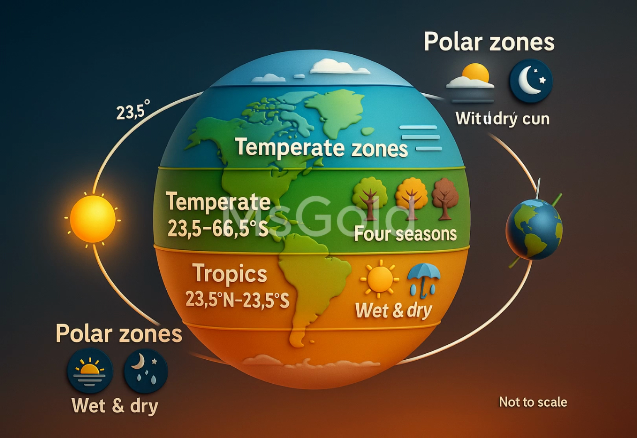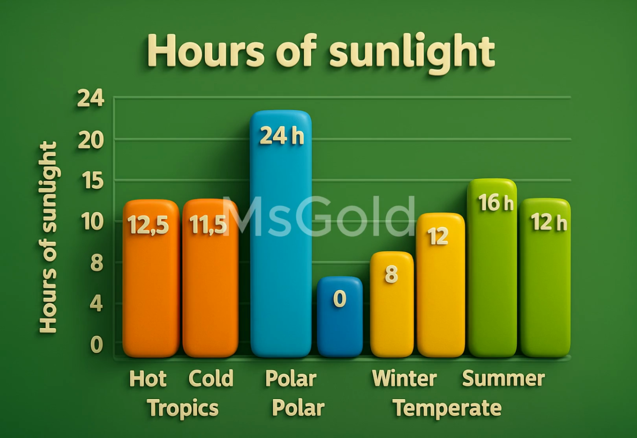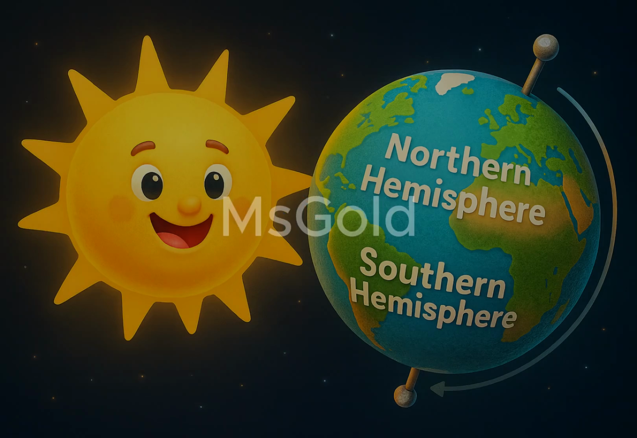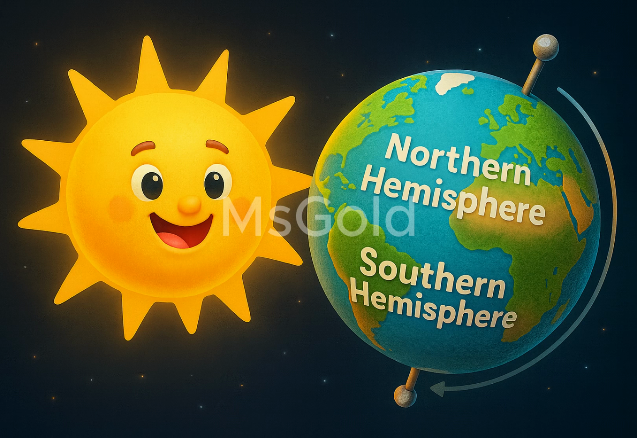Close to the poles, about 66.5 degrees and beyond, daylight is extreme. There are weeks of midnight sun in summer and polar nights in winter that feel like 2 seasons, a short cool summer and a long winter. The hemispheres are opposites. If it's summer in the north, it's winter in the south, and vice versa.